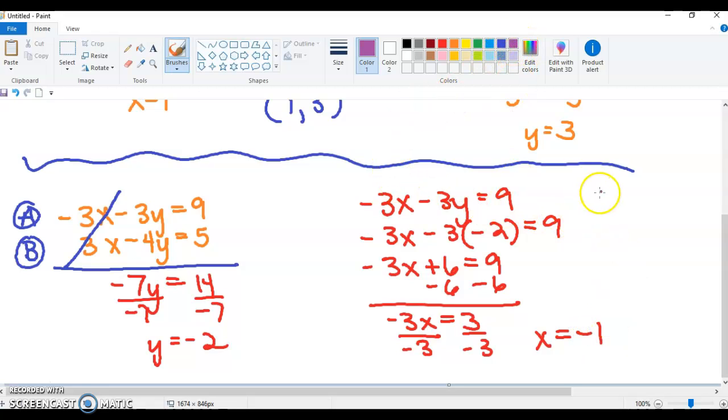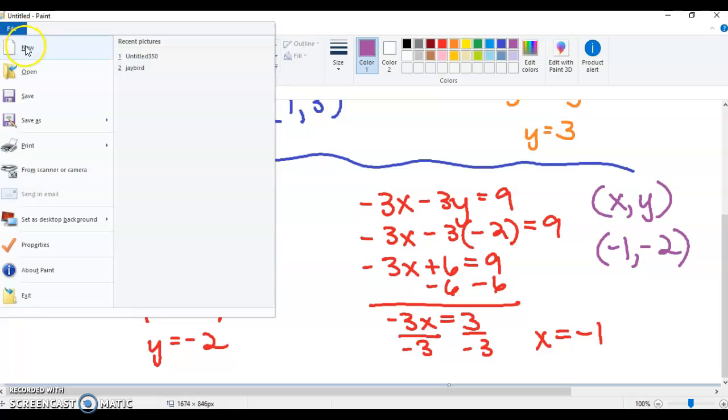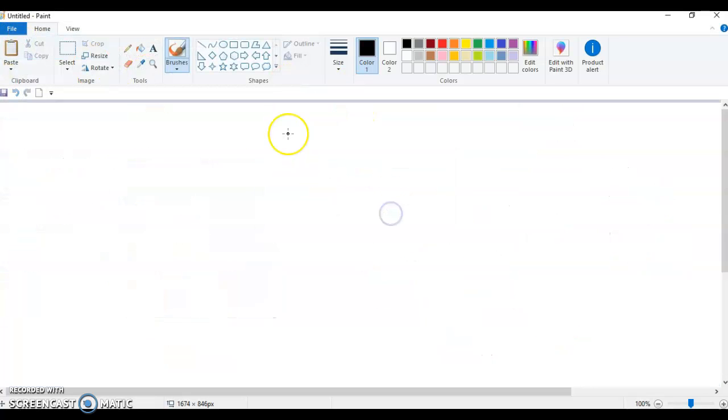Now we always write this in coordinate form. So x, y. So x is negative 1, y is negative 2. And here's my answer on this one. All right, so we're going to try one that's a little bit more difficult real quick. And guys, if you need to pause me and write this down, please feel free.